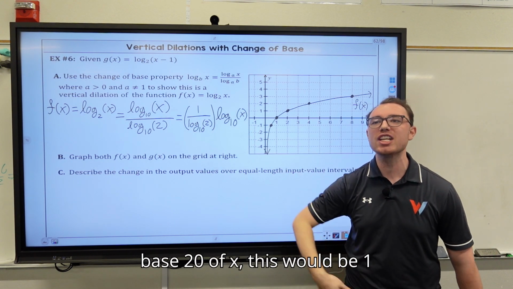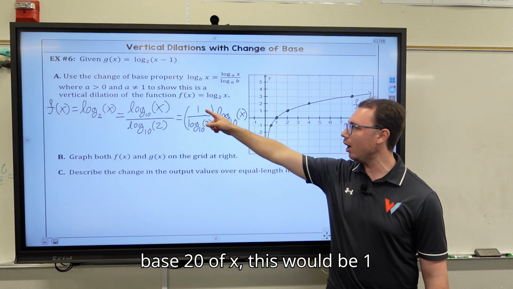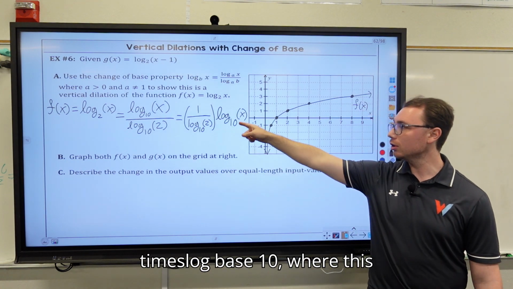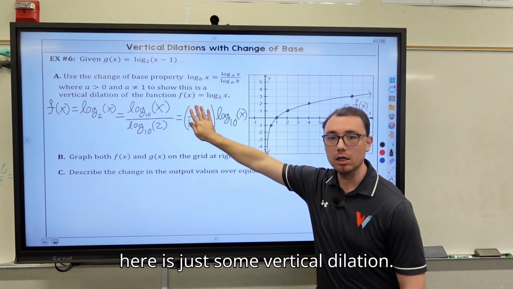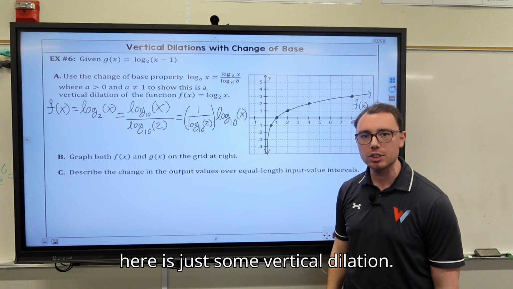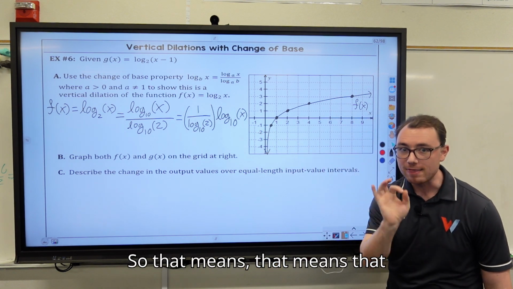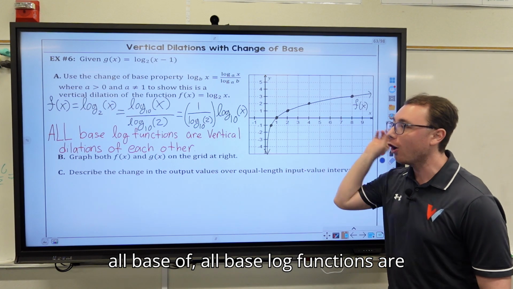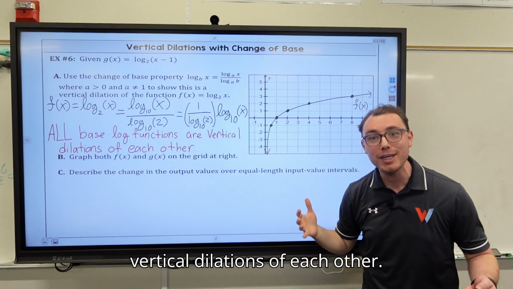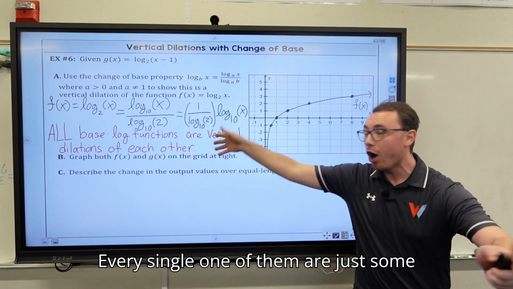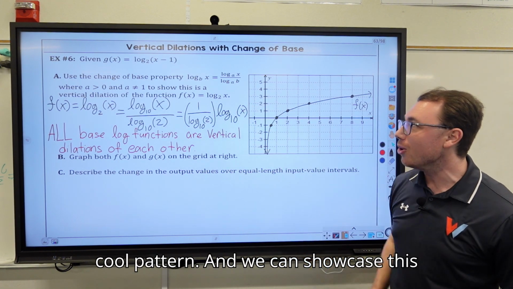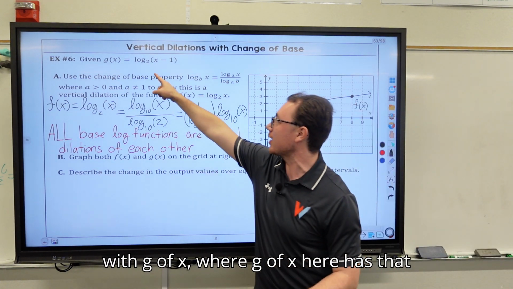If we had a log base 20 of x, this would be 1 over log base 10 of 20 times log base 10 of x, where this here is just some vertical dilation. So that means that all base log functions are vertical dilations of each other. Every single one of them is just some vertical dilation of each other. It's a cool pattern.